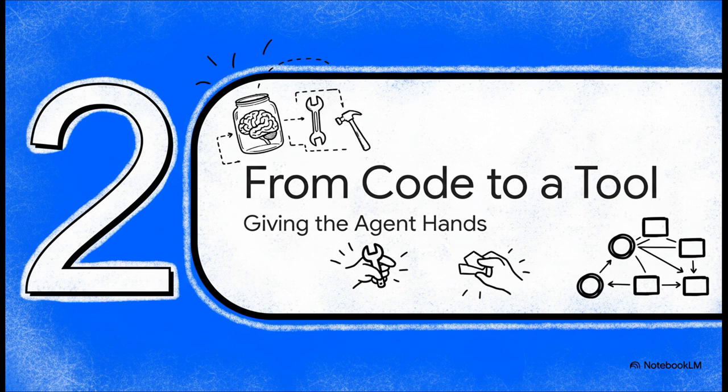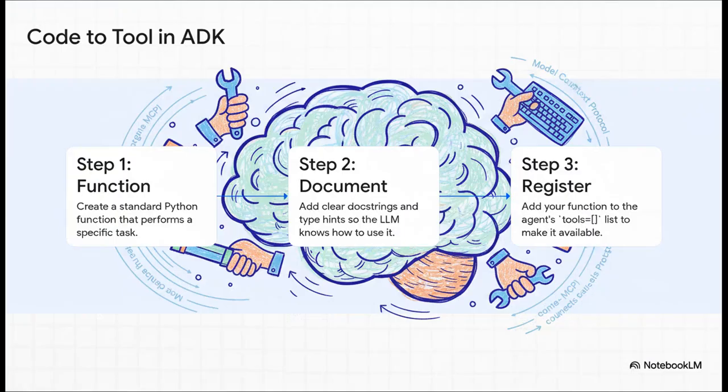That brings us right to our second section, turning a simple piece of code into a powerful tool the agent can actually use. And you know what? It's probably way easier than you think. In a modern framework, it's basically a three-step dance. 1. You write a totally normal Python function. 2. You describe what it does in plain English. 3. You just tell the agent, hey, this new tool is available for you. That's it. You could build a currency converter tool in just a few minutes.